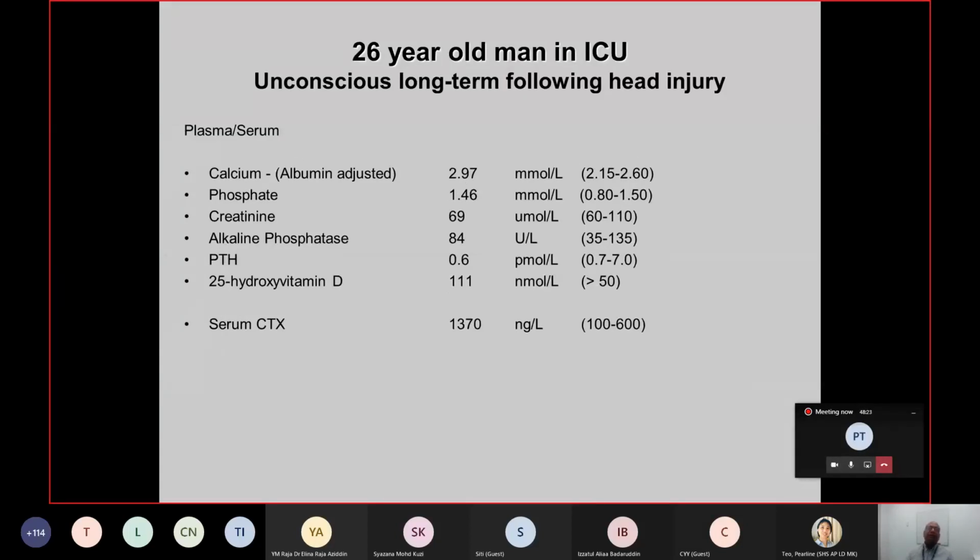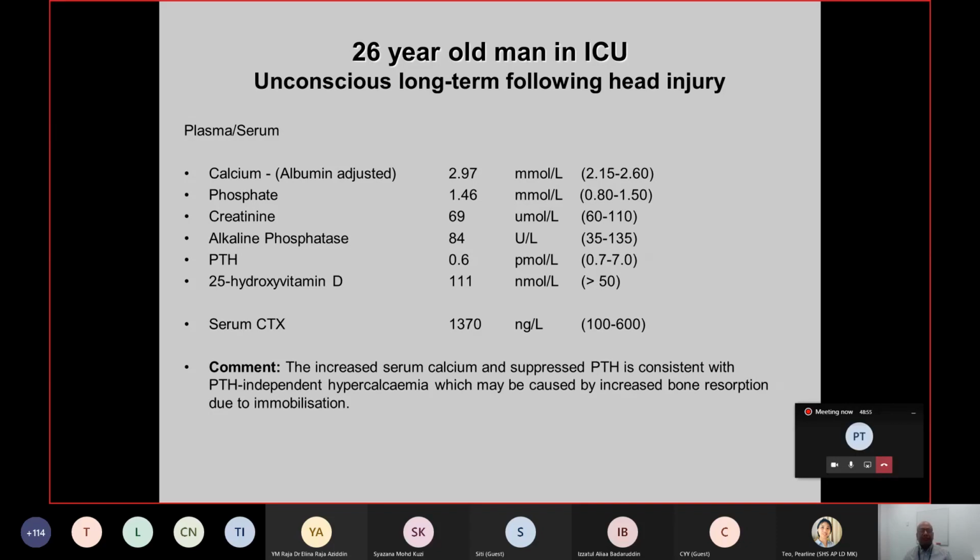Here's a young man in the intensive care unit who was unconscious for quite a long time following head injury, and suddenly this patient developed hypercalcemia. PTH was suppressed, vitamin D is normal, and we also measured serum CTX, which is a marker of bone resorption, and it's very high. This is a typical presentation of hypercalcemia of immobilization.